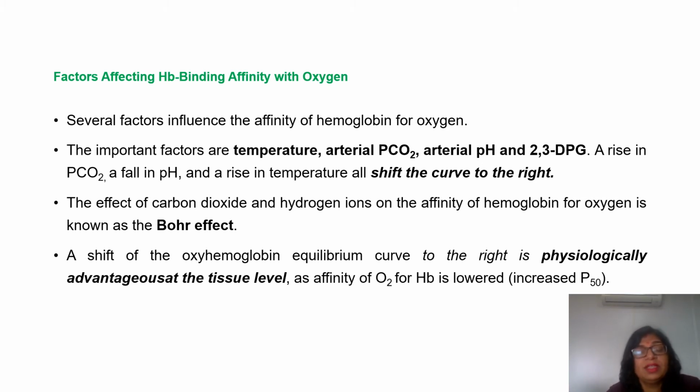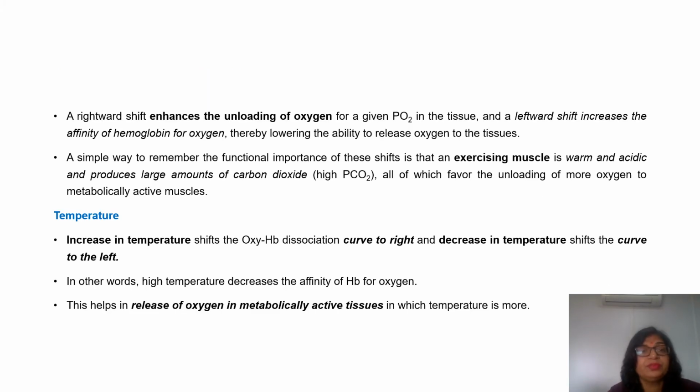What is Bohr's effect? The effect of carbon dioxide and hydrogen ions on the affinity of hemoglobin for oxygen is known as Bohr's effect. This is a phenomenon that is seen at the tissue level. A shift of the oxyhemoglobin equilibrium curve to the right is physiologically advantageous at the tissue level, as the affinity of oxygen for hemoglobin is lowered and oxygen gets unloaded from hemoglobin, and tissues get enough supply for their needs. So rightward shift enhances the unloading of oxygen for a given PO2 in the tissues.